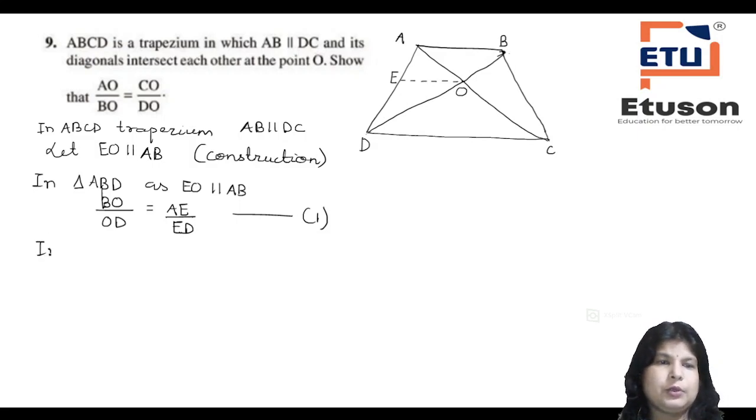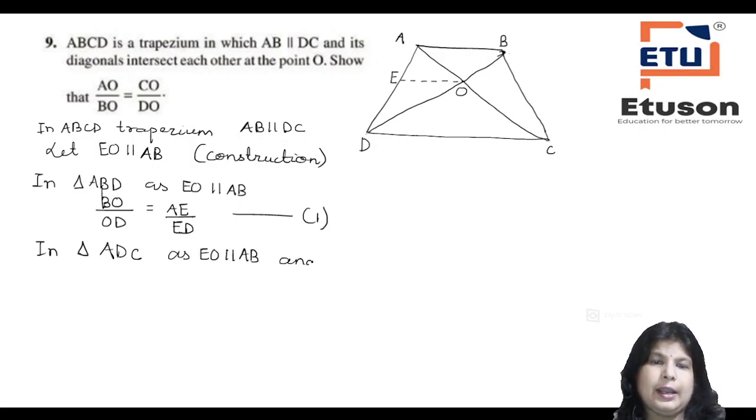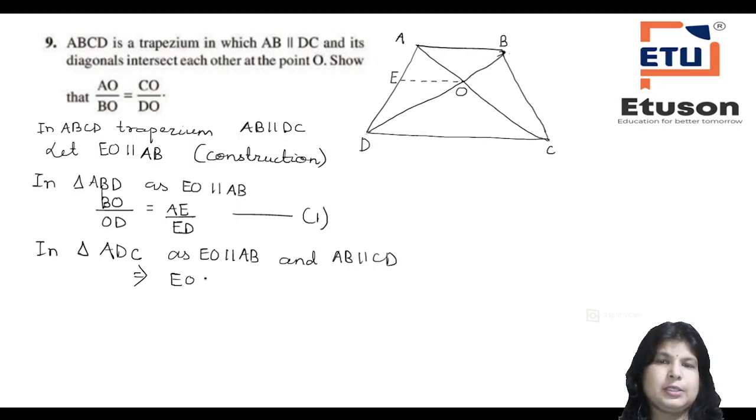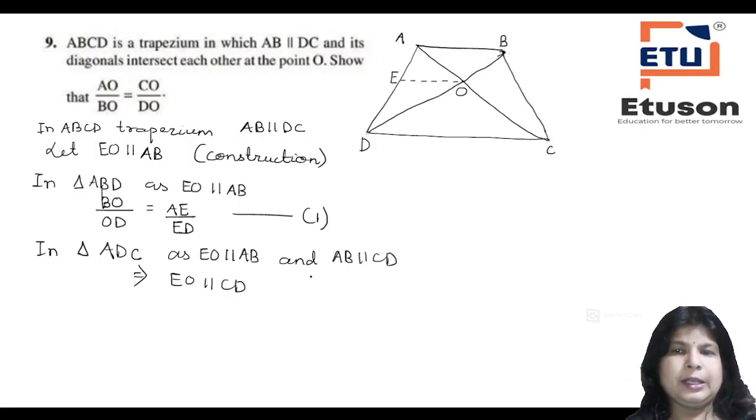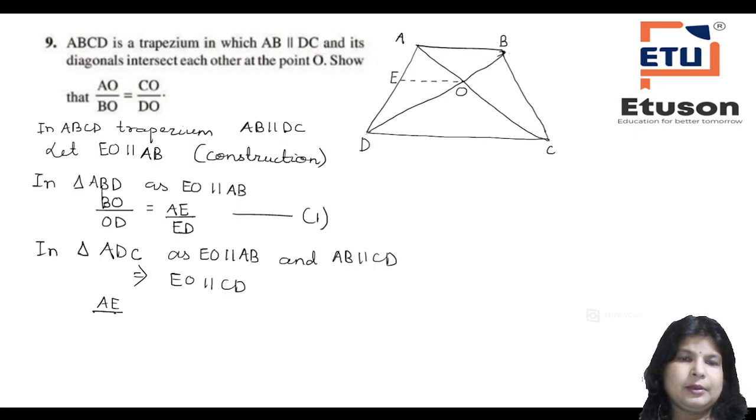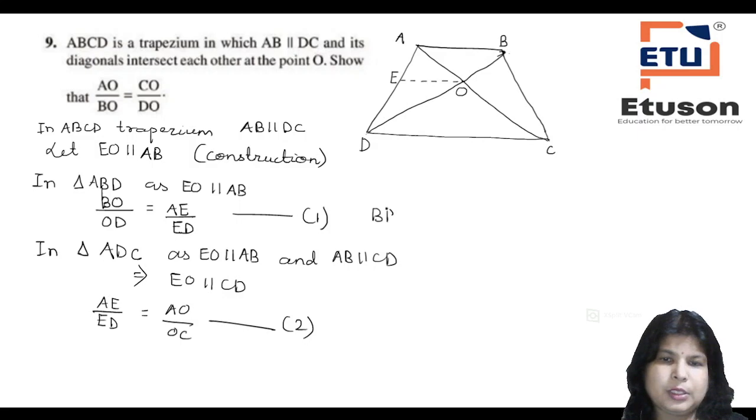Okay. So now in triangle ADC, as EO is parallel to AB and AB is parallel to CD, it implies EO is also parallel to CD. Right? So if EO is parallel to CD, then you get AE by ED is equal to AO by OC. This is equation 2. So both the equations you have obtained because of the basic proportionality theorem.